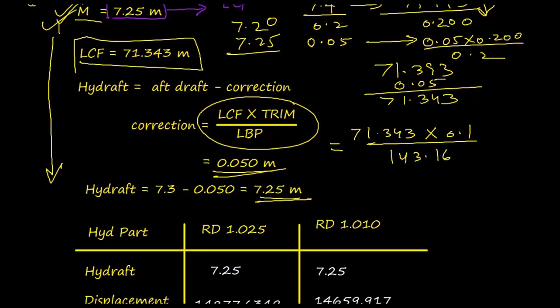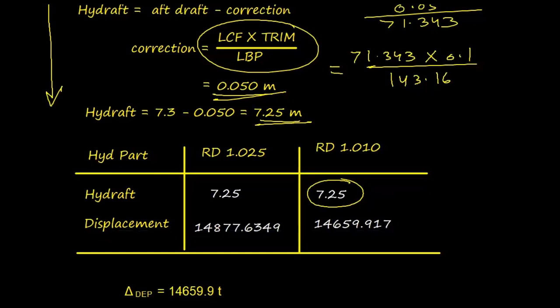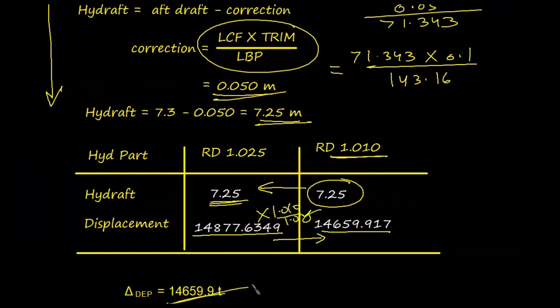So now we have this value, 7.25, and work on 7.25. You need to do the interpolation. Just now I told you, right? Yes. And you have this value. Now you come back to this value. How do you come back? Multiply by 1.010 divided by 1.025. Yes, that's it. So you get this displacement.